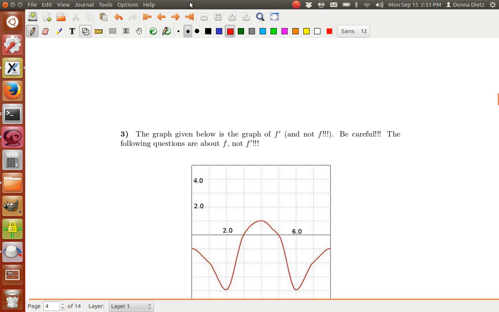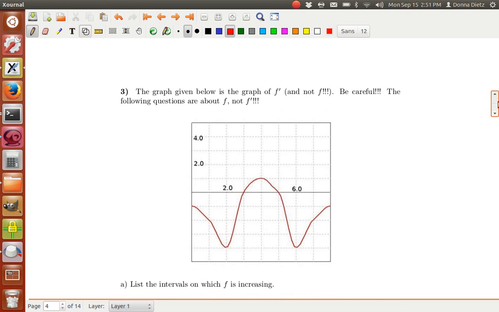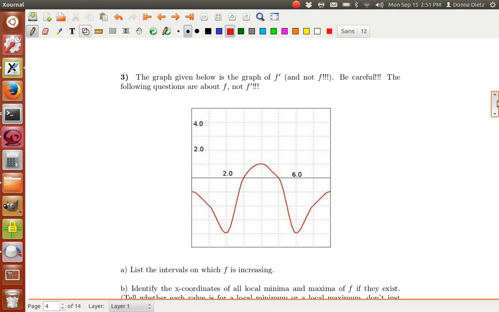Okay, this is a question that was on WebWork when I gave it, but it's still a pretty cool question because it covers things that are covered in pretty much every calculus class. And the first question says, list the intervals in which f is increasing. So I can draw on this. This is cool, right? I can draw.